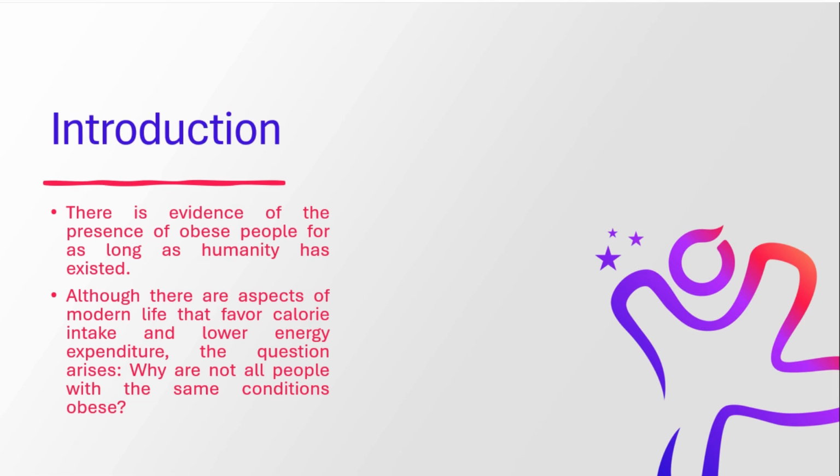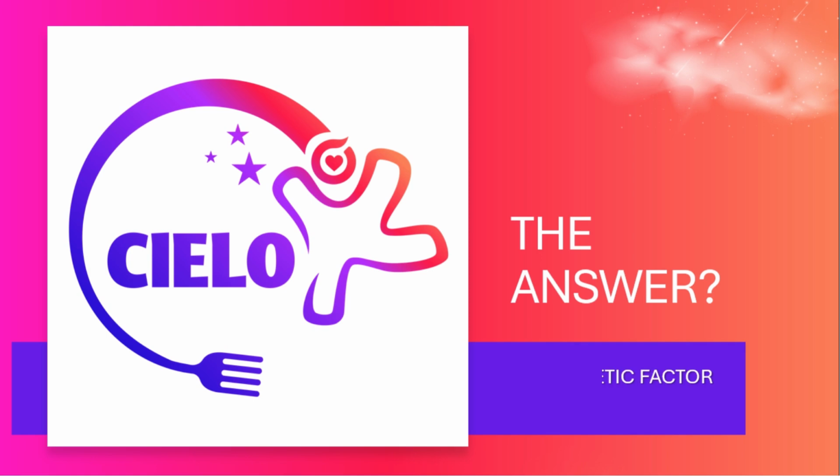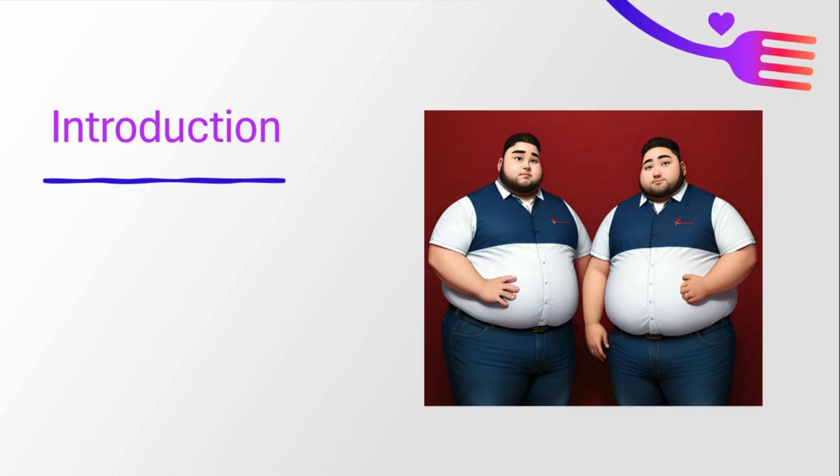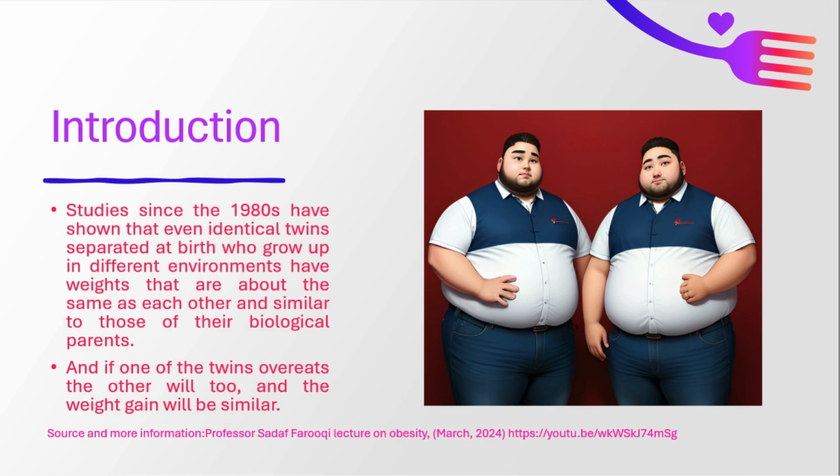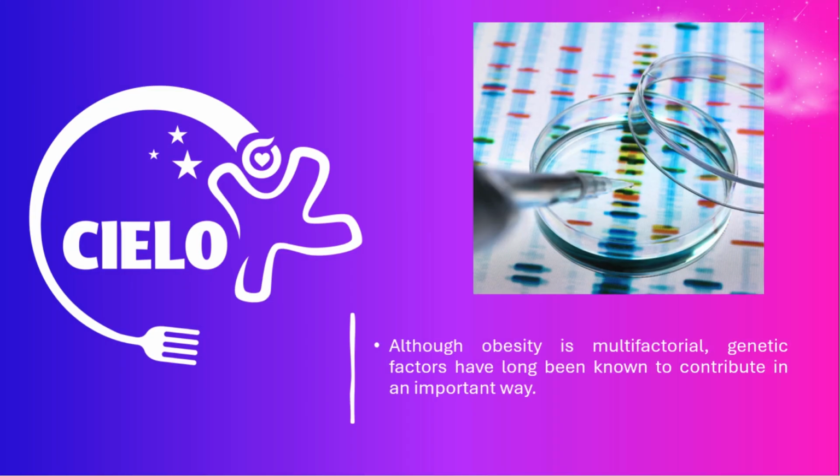Obesity has been part of humanity since its beginnings, but not all people exposed to the same conditions develop obesity. This raises the question of what truly determines the propensity for this problem. Various studies, such as those conducted with identical twins separated at birth, have shown that genetics play a key role in obesity. Despite growing up in different environments, these twins have similar weights, suggesting that genetics strongly control body weight regulation. Obesity is a multifactorial disorder.